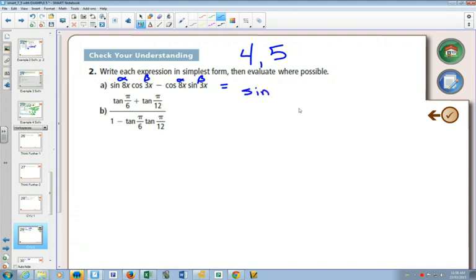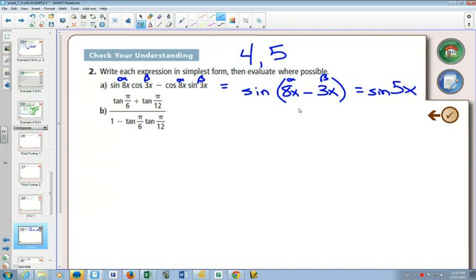It's equal to sine alpha minus beta. So here we'd put our alpha, here we would put our beta. And our alpha was 8x, and our beta was 3x. So this will be equal to sine of 5x. And that's simpler than what we started with. That's all this question is asking, is can you simplify it? And then it says evaluate where possible, but this one still has an x, and we don't know what x is, so there's nothing to evaluate.